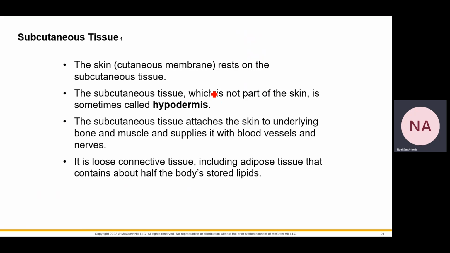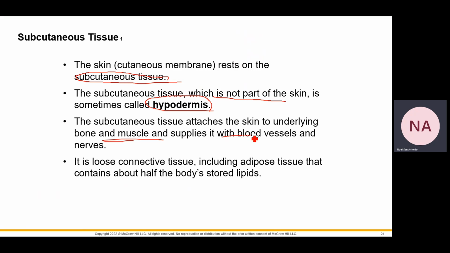It is the connective tissue where our skin is attached. No? Again, it's called the subcutaneous tissue. You have to remember, it's not or no longer part of the skin. Although sometimes it's called the hypodermis, no, it's not part of the skin. It attaches the skin to the underlying bones and muscles and supplies it with blood vessels and nerves.